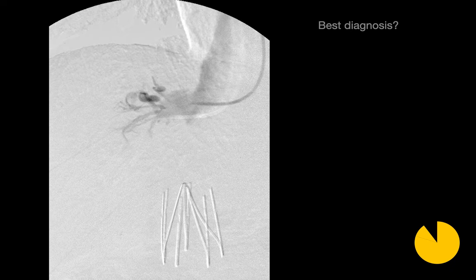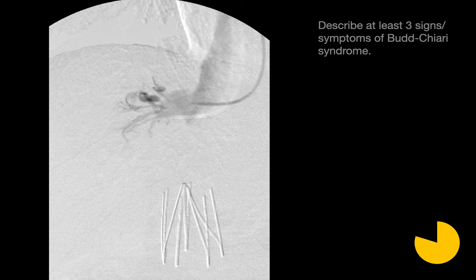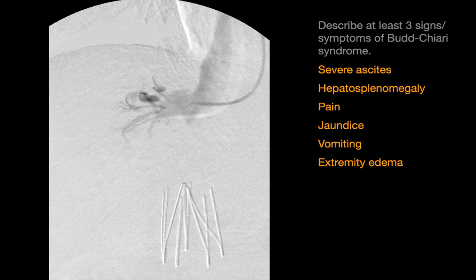What's your best diagnosis? We're looking here at a patient with Budd-Chiari. Describe at least three signs and symptoms of Budd-Chiari. So signs and symptoms of Budd-Chiari include severe ascites, hepatosplenomegaly, pain, jaundice, vomiting, and extremity edema.